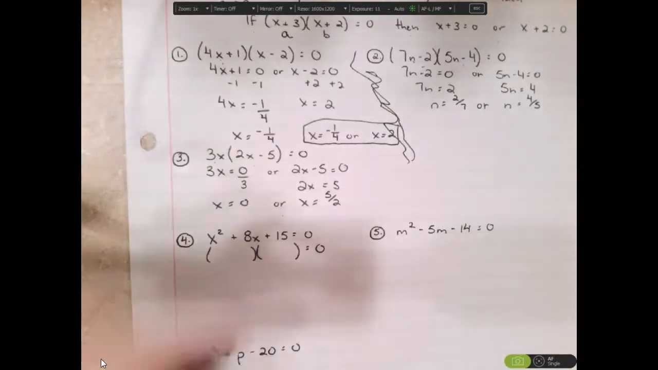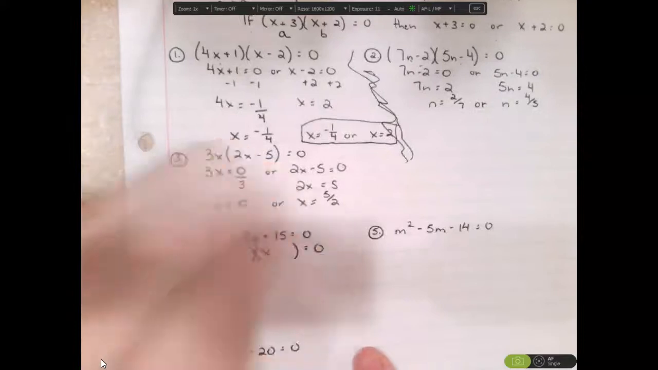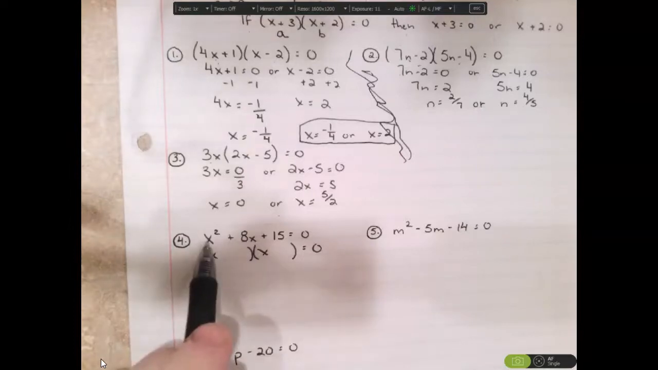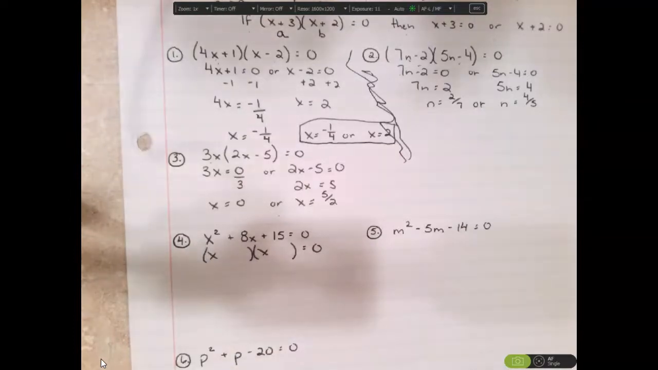Now x squared, I know that an x times an x, my first term is going to be the first two times one another have to equal my first term. So x times x is x squared. That's the only way you can get an x squared. And then my last term.